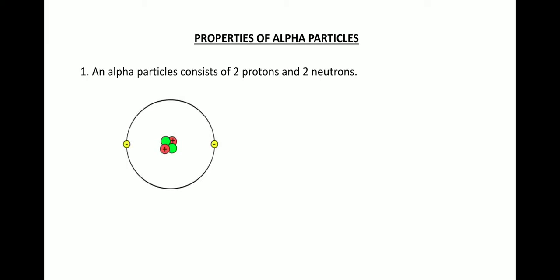So we'll discuss the properties of alpha particles. Alpha particles consist of two protons and two neutrons. Now the two protons and two neutrons are basically the particles present in the nucleus of a helium atom. So this is the two protons and the two neutrons and two electrons within the helium atom. But if you remove these two electrons, then we'll get two protons and two neutrons, and these two protons and two neutrons are basically what we call an alpha particle.